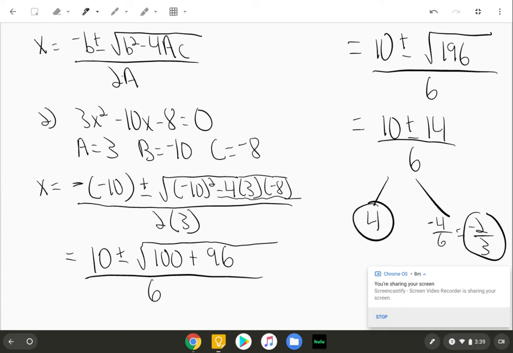Okay, so in a case like this where your answer is a decimal, I will leave it as a fraction. In this case, 10 minus 14 was negative 4, and I knew that negative 4 divided by 6 would end up being a decimal, hence negative 2/3.